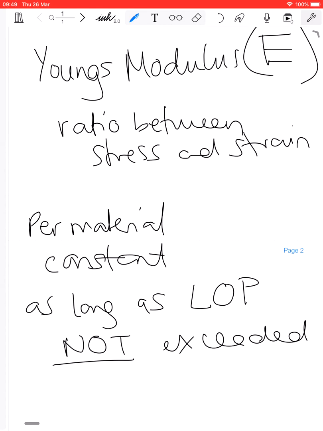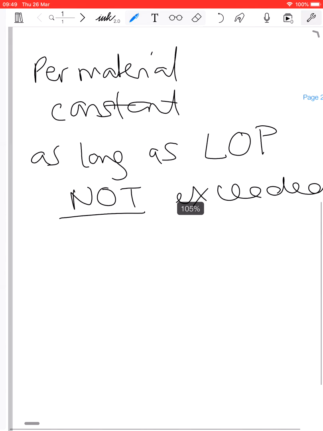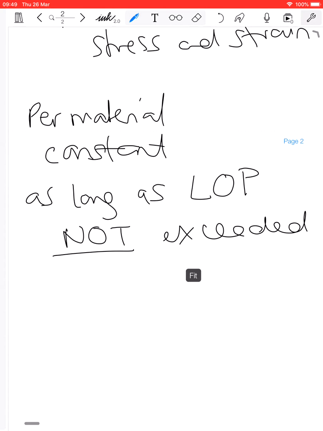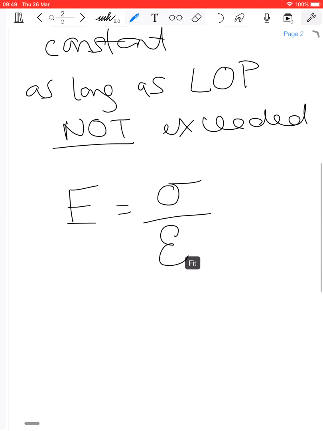And Young's modulus, as we said, is a ratio between stress and strain. So if we were to write that in an equation, you're going to have E, which is your Young's modulus, is stress, sigma, over strain, epsilon, like so. So it is simply a ratio between the two, and it should be constant for any material.